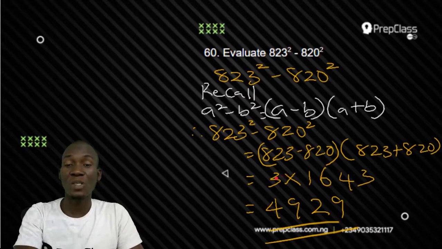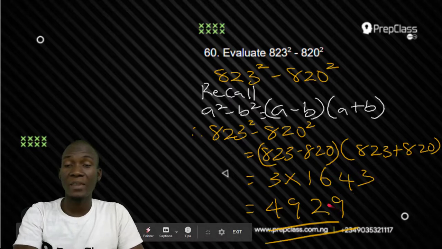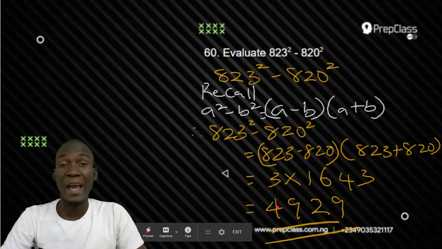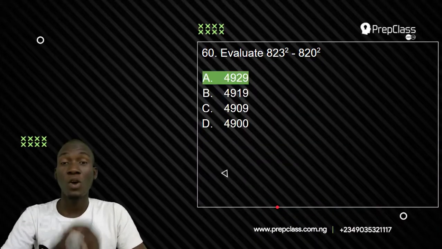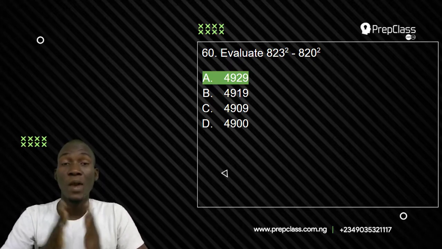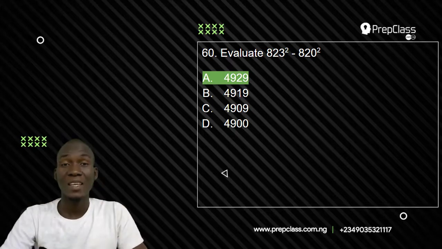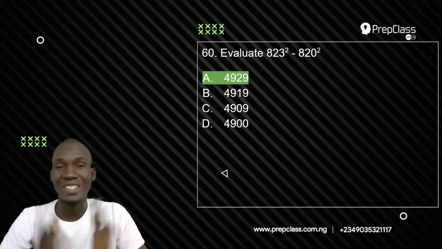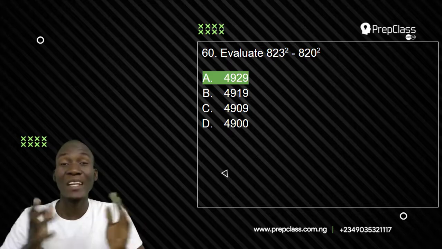Now the next thing to do here is to multiply 3 by 1643. So 3 times 3, 9. 3 times 4, 12. Write 2, carry 1. 3 times 6, 18. 18 plus the 1 we carry, that is 19. So we write 9, we carry 1. 3 times 1, 3 plus 1, 4. So that is giving us 4,929, which is the result of 823 raised to the power of 2 minus 820 raised to the power of 2. And the correct option is option A, 4,929.